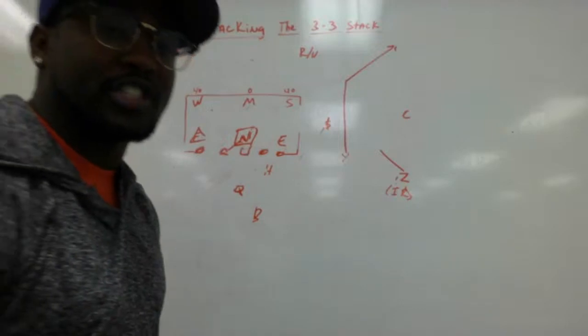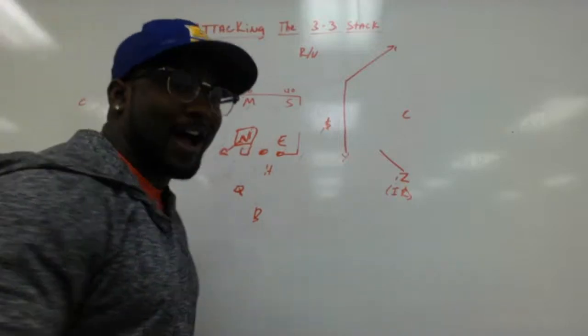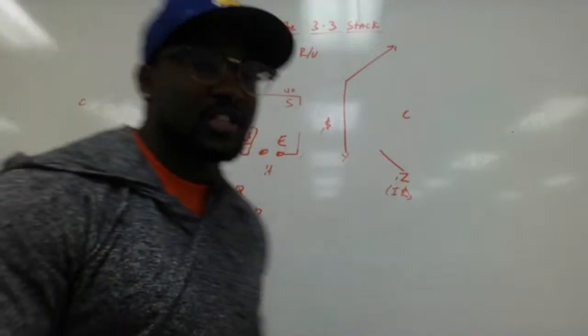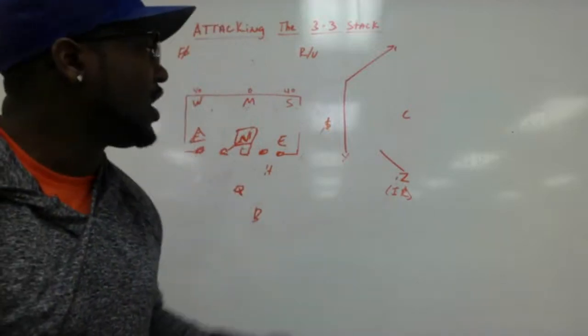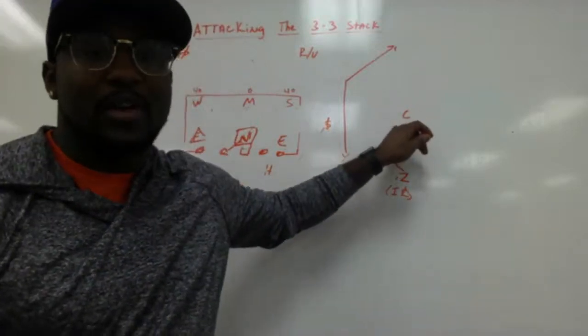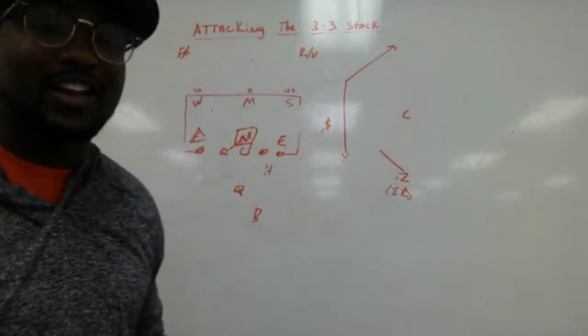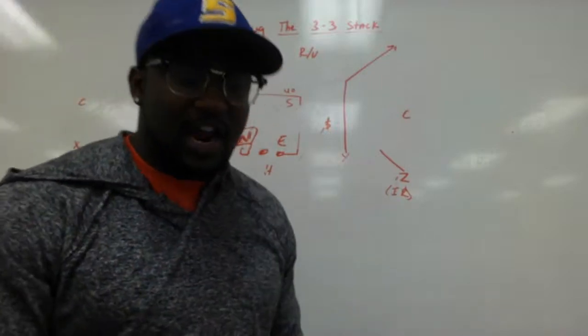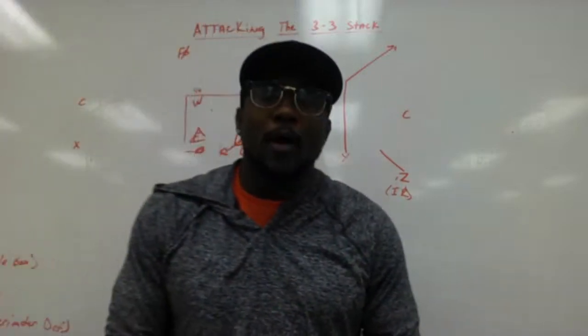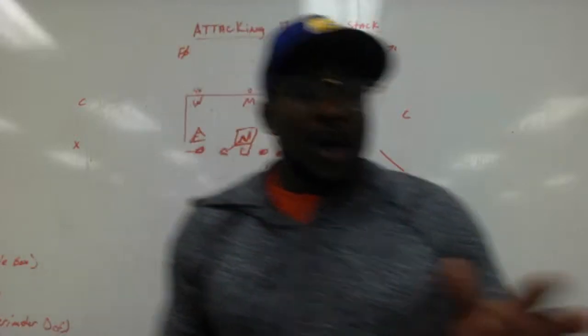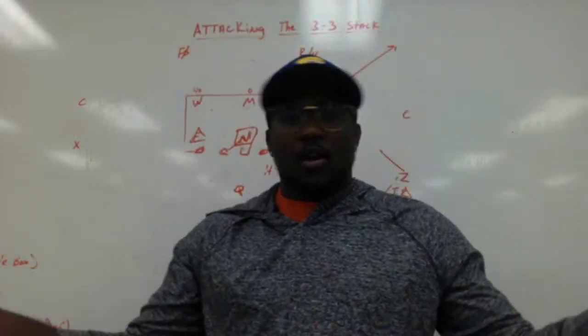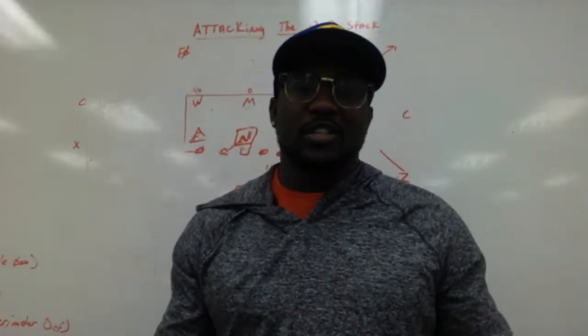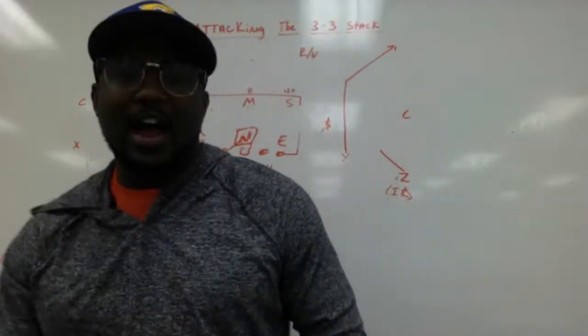So this is teaching your receivers point of direction. It's teaching your receivers ways to get open, to create separation from that DB, but also set them up so they can run a cleaner route. This past year, I had receivers who you tell to run a corner route, and the cornerback will play inside. They don't know how to adjust. So I start teaching them IR and OR.